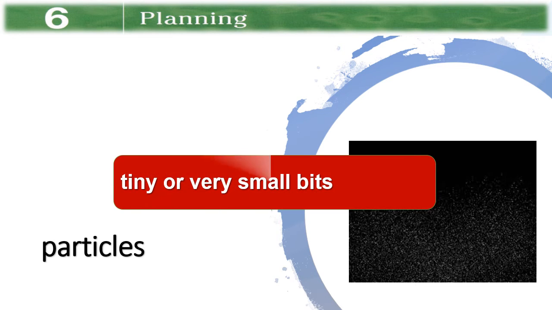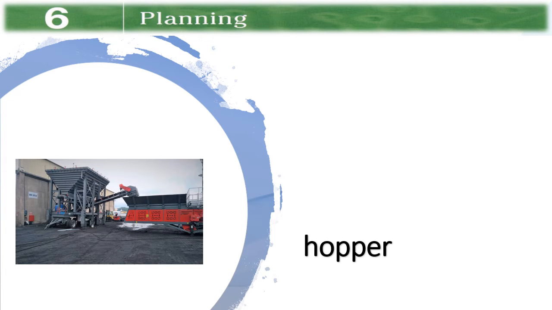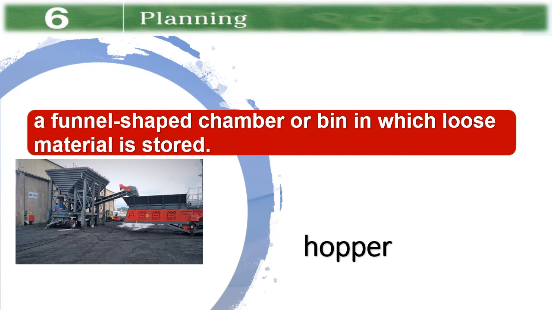A new word is particles. As you can see here in the picture, all these are particles, which are tiny or very small bits. The last word for today is the word hopper, like in the picture, and it means a funnel-shaped chamber or bin in which loose material is stored.